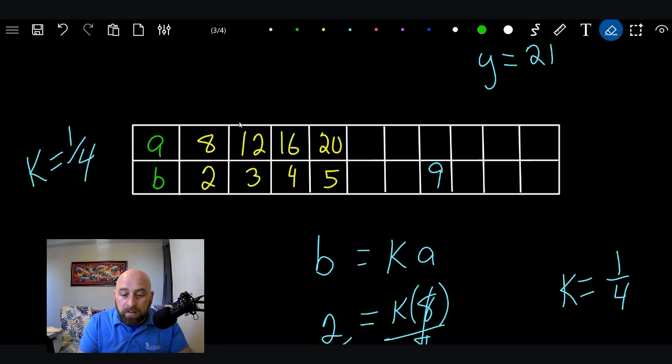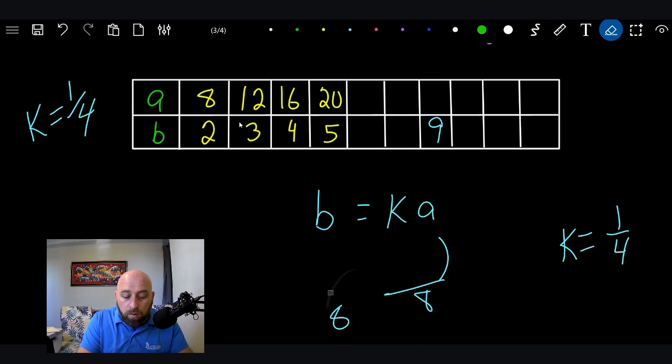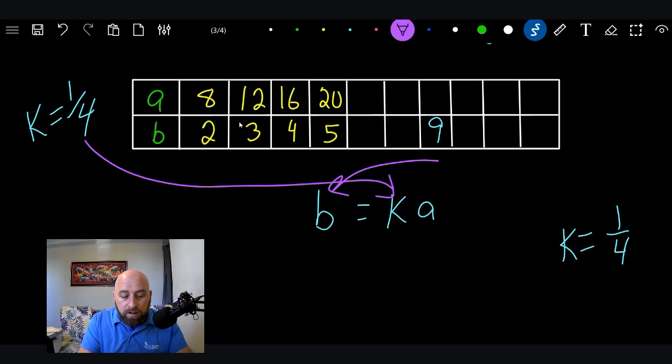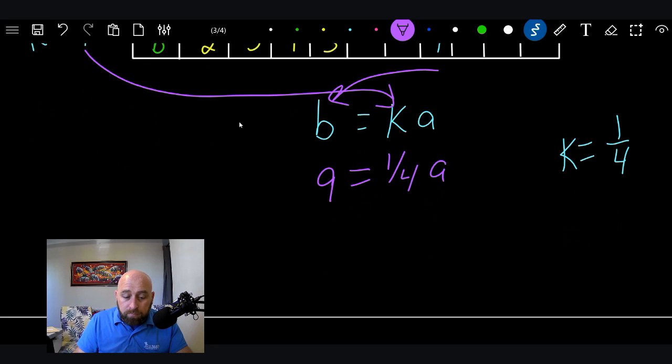So now, let's go ahead and plug in. Now, what we want to know is our 9. What is our input if our output is 9? So just plug it in. Where does the output go? It goes into B. Where does the K go? It goes right there. So we're going to have 9 equals 1/4 A. We want to get our A by itself. So we are going to divide both sides by 1/4.